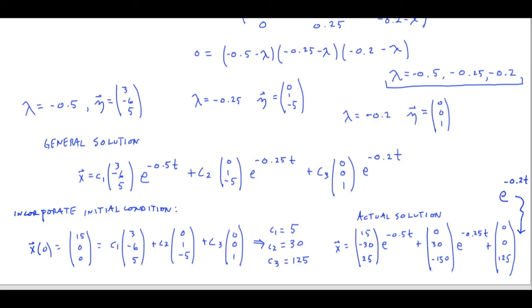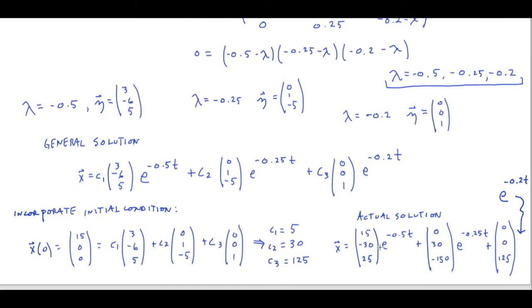So plugging in the initial condition, my coefficients turn out to be 5, 30, and 125, and then putting those into my general solution, I get this actual solution down here. I ran out of space, which probably doesn't surprise you, but this gives me my actual solution.